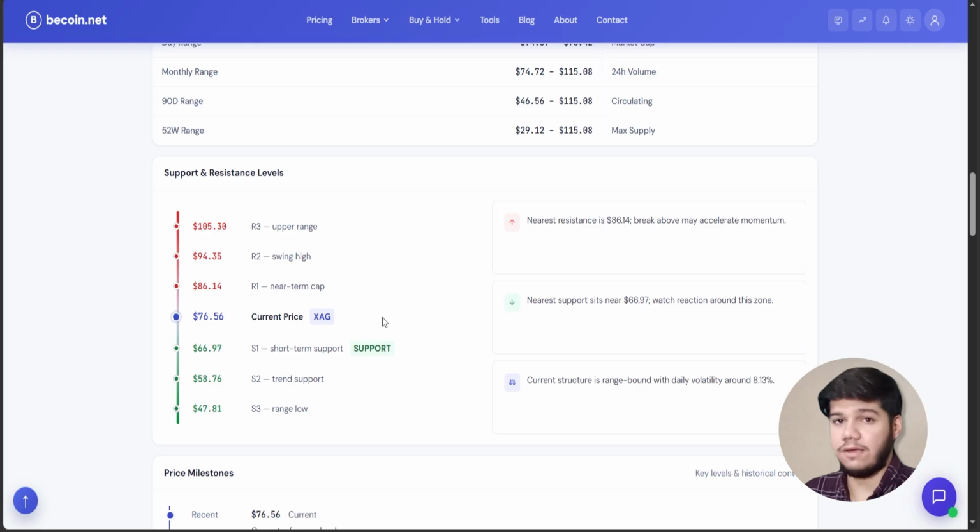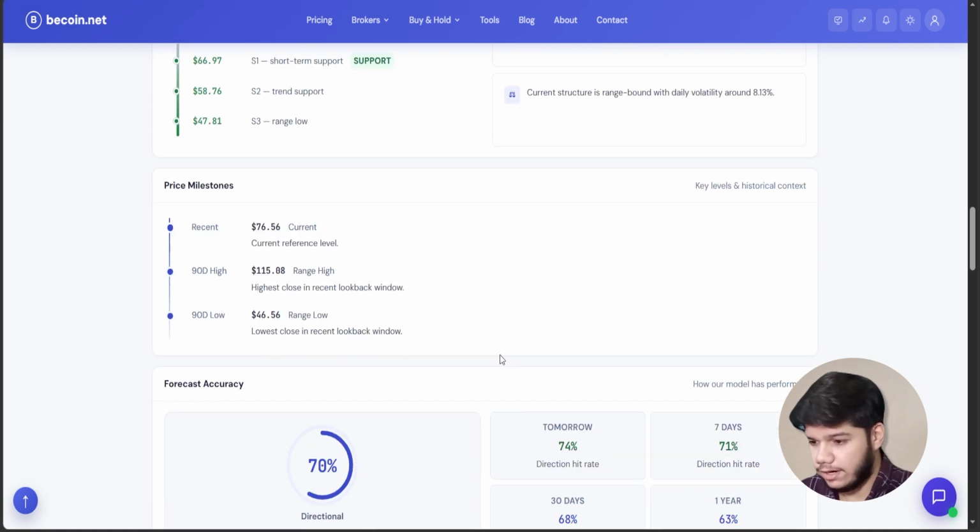Here is my beloved section, which is the SR levels, support and resistance levels. If you see, the nearest resistance is at 86.14. A break above may accelerate the momentum higher. Nearest support sits near 66.97. Watch the reaction around these zones. This is an important zone. The price could go above from here.